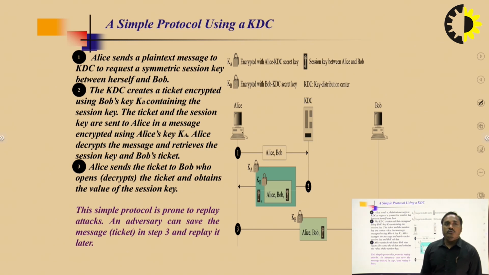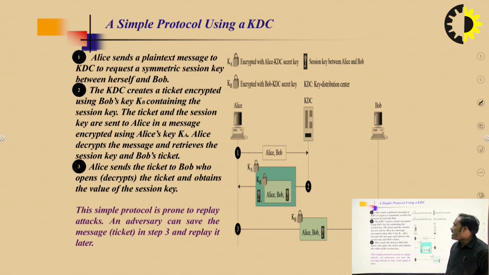A simple protocol using a KDC. The KDC basically uses a simple protocol. Let's discuss the first point: Alice sends a plain text message to the KDC to request a symmetric session key between herself and Bob. So in the first message, if Alice wants to communicate with Bob, the request moves to the KDC, and the KDC provides the session key. If the session is established between them, then they can start communication.